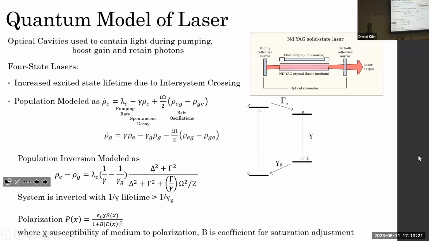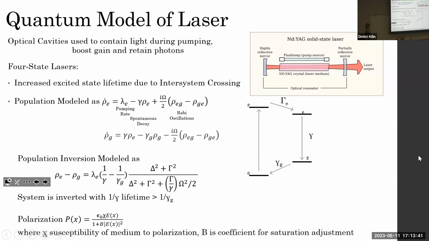So another system I wanted to mention is just the 4-state system, because 3-state and 4-state systems are essential for most laser operations. What's nice about the 4-state system is that we have enhanced lifetime because of an intersystem crossing. And so we have decay rates that we have to model for. And so we can have our population.